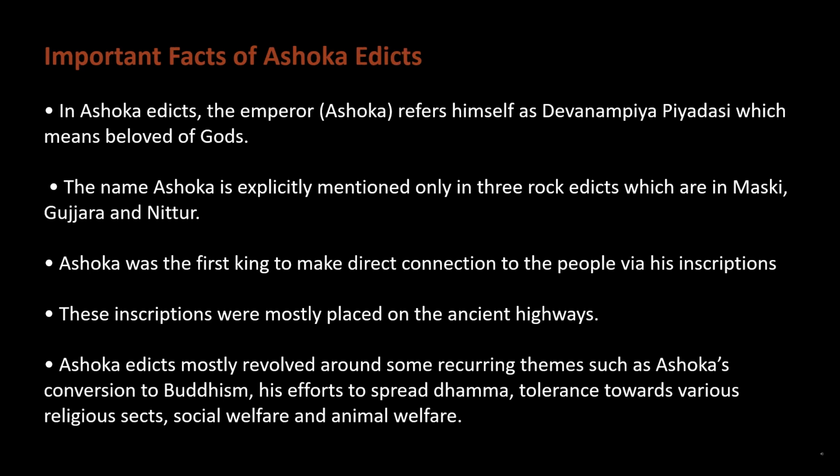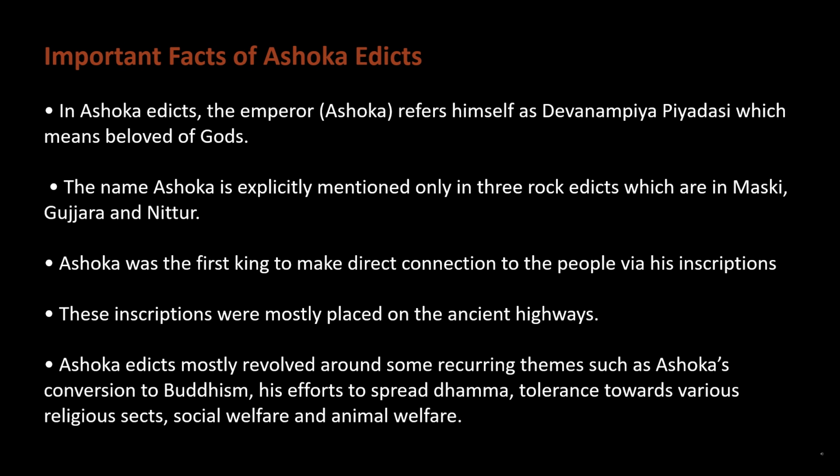Important facts of Ashoka Edicts. In Ashoka Edicts, the Emperor, Ashoka, refers to himself as Devanampiya Piyadasi, which means beloved of gods. The name Ashoka is explicitly mentioned only in 3 rock edicts, which are in Maski, Gujarra and Nittur. Ashoka was the first king to make direct connection to the people via his inscriptions. These inscriptions were mostly placed on the ancient highways.